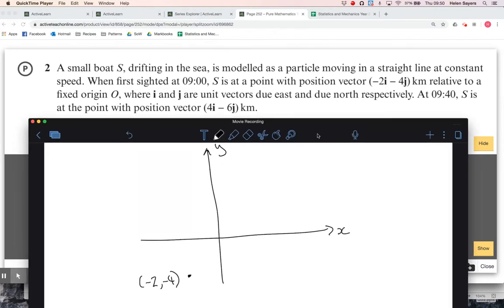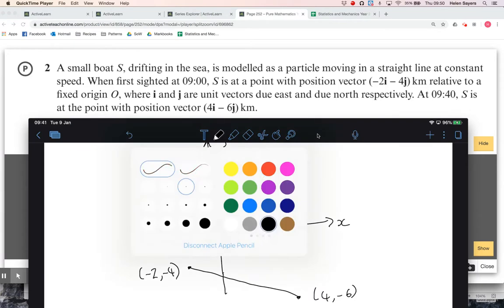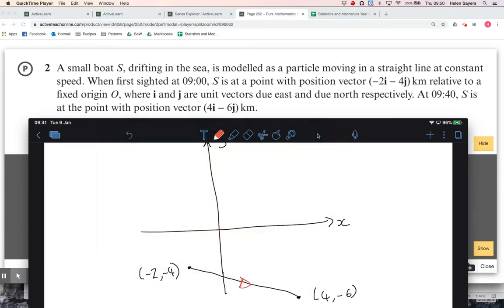And then it moves to 4, -6, so that needs to be lowered, isn't it, because it's down at -6. Okay, so that's if I was just sketching it as coordinates, and obviously that's how it's travelling, so that's where it started and that's where it finished, or that's where it was at 9:40. So obviously we always measure bearings from due north, so that's going to be the bearing it was travelling on.